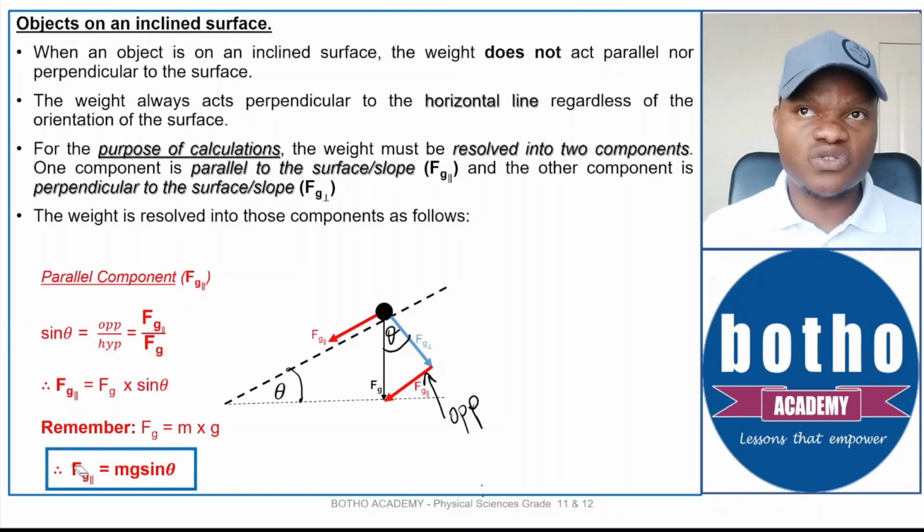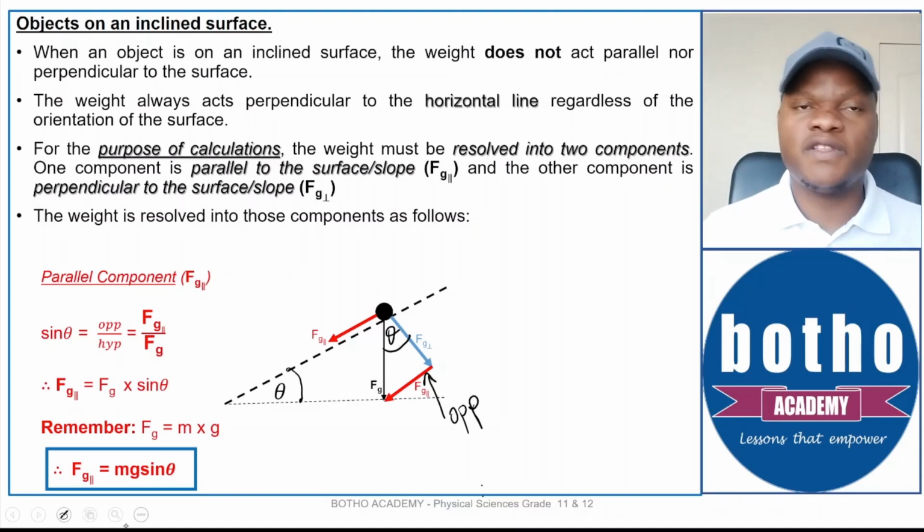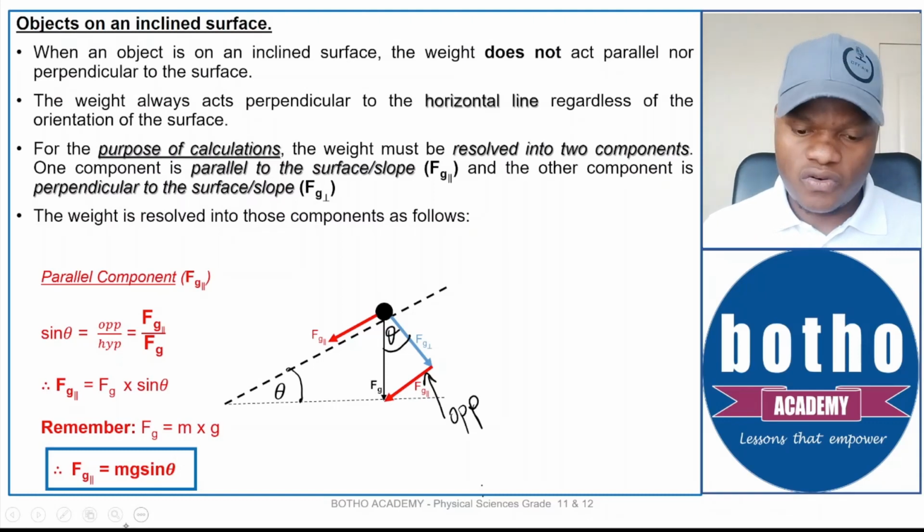It doesn't change, it's always the same. It's always going to be there. The parallel component of the weight is equal to the mass of the object multiplied by 9,8, which is g, multiplied by sine theta. The theta must be the angle between the surface and the horizontal line.